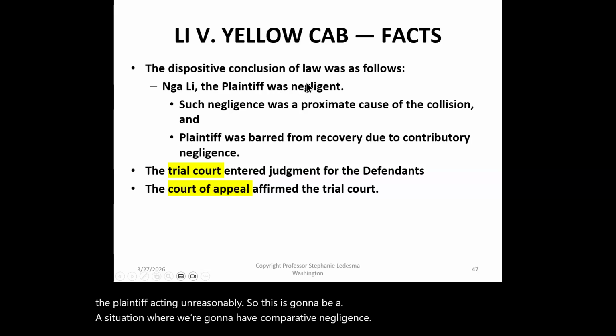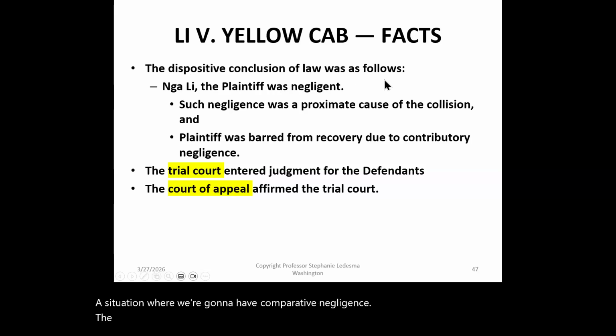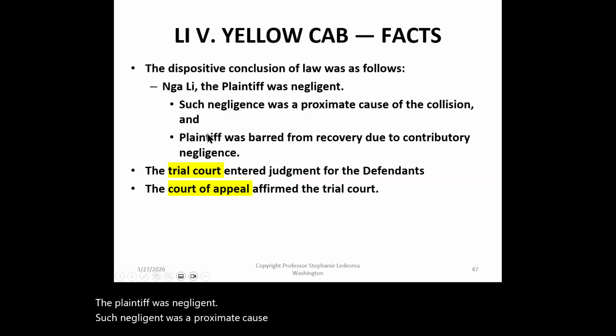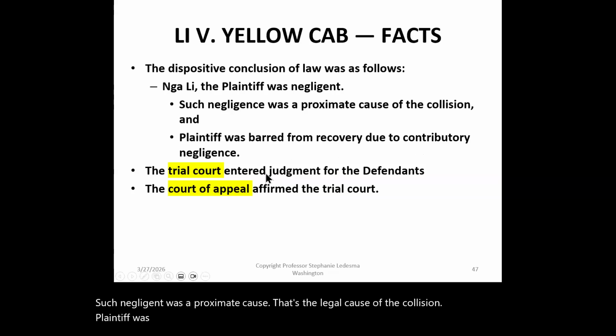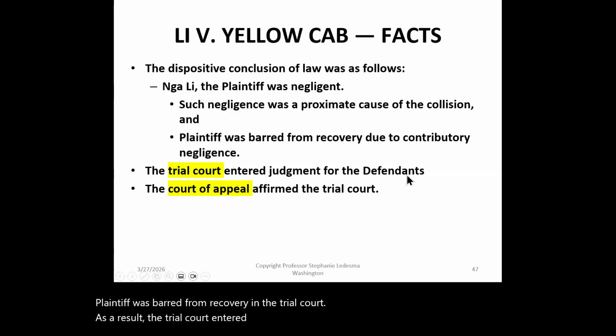The dispositive conclusion of law was as follows, because this is a case that's already been adjudicated. Miss Lee, the plaintiff, was negligent. Such negligence was a proximate cause, that's legal cause, of the collision. Plaintiff was barred from recovery in the trial court. As a result, the trial court entered a judgment for the defendants, right?